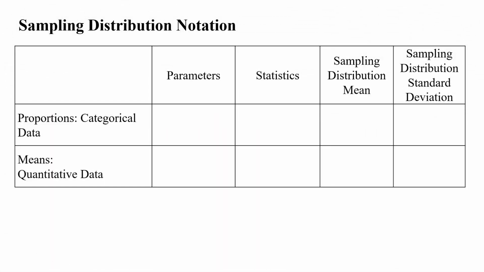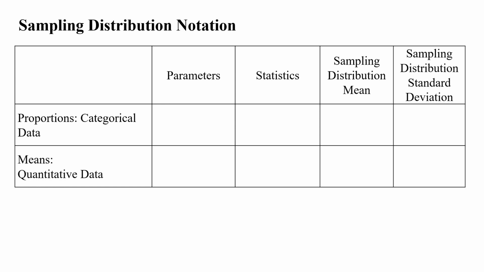Let's dive right in. Okay, we are introduced to a lot of new symbols in this unit. So I want to take a moment before we get into today's section of notes to go over some of the symbols we've encountered. In this unit, we are dealing with two different types of data. We're dealing with proportions and we're dealing with means. Proportions is for categorical data and means is for quantitative data. And then within each of those, we have parameters and statistics. Parameters describe our population, statistics describe our sample.